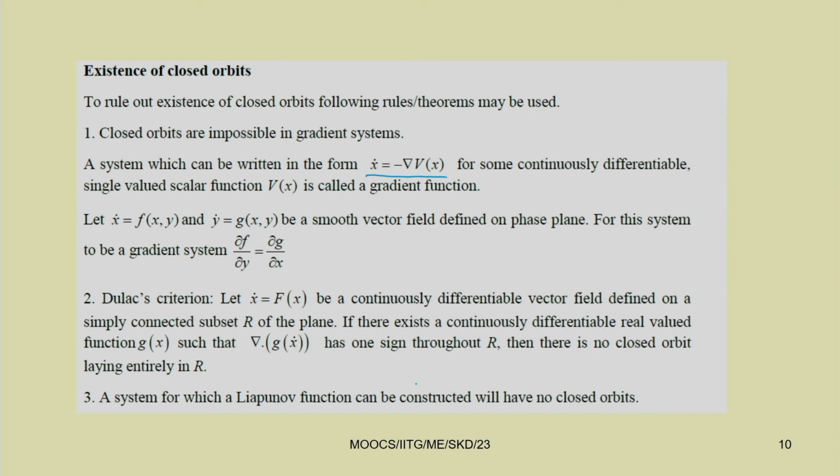For this system to be a gradient system, del f by del y must equal del g by del x. In that case, a system which can be written in the form x dot equal to minus del V(x) for some continuously differentiable, single valued scalar function is called a gradient function, and closed orbits are impossible in case of a gradient function. Similarly, there is another condition that is known as the Dulac criterion.